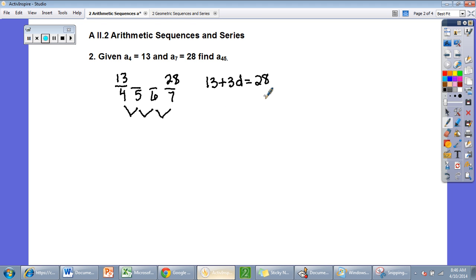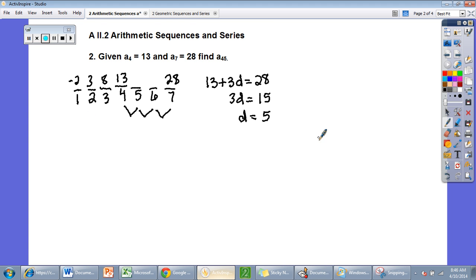So I subtract 13 from both sides, and then I can figure out that my constant difference here is 5. So I can work backwards here to figure out my third term, 13 minus 5, is 8. My second term, 8 minus 5, is 3. And then my first term, 3 minus 5, is negative 2. So you always want to be able to get to your first term.